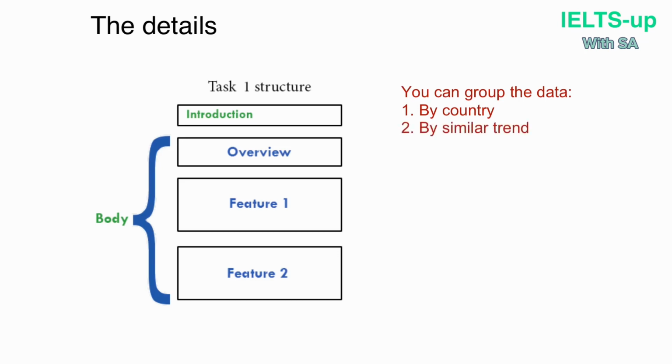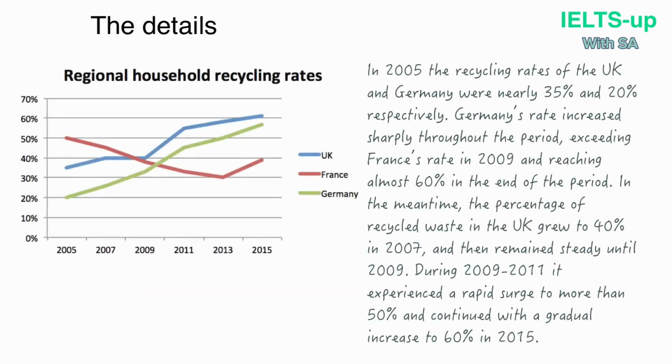Or the second way is to group by similar trend, the same way as we did in our overview. The second option is more logical as it follows our overview, and I choose this option. So, I will describe the increasing trends in one paragraph and the decreasing trends in another paragraph. And here's my first paragraph with the details.